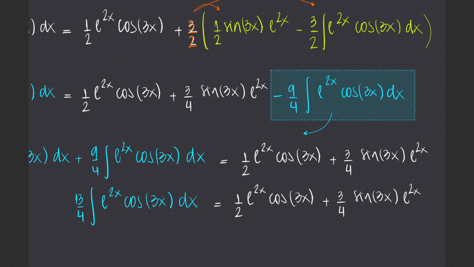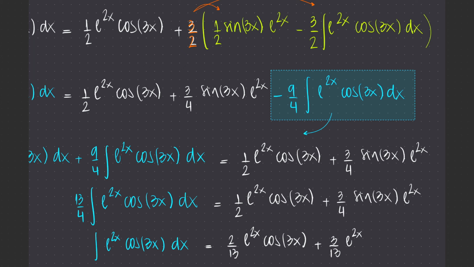And if we divide this whole equation by 13 over 4, we get the integral of e to the 2x cosine of 3x dx equal to 2 over 13 e to the 2x cosine of 3x plus 3 over 13 e to the 2x sine of 3x plus c. Now, this is the last and arguably the most annoying type of integration by parts, the cyclic one. And there you have it. These are the 4 types.